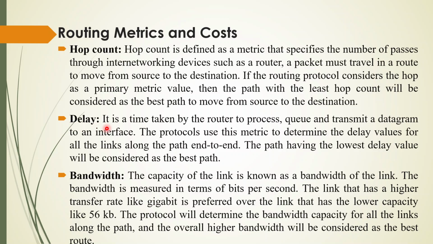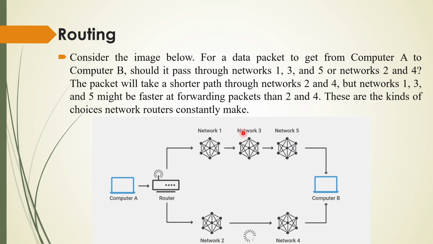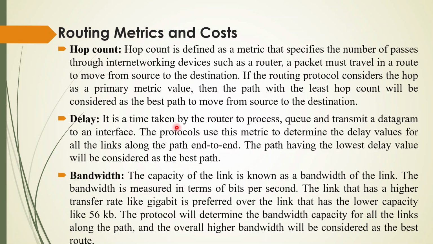Everyone knows about delay. It is the time taken by a router to process. We are sending data through a router, and time is taken by the router to select the path. Delay is the time taken by the router to process, queue and transmit a datagram to an interface. Protocols use this metric to determine the delay value for all the links along the path end to end. The path having the lowest delay value will be considered the best path.